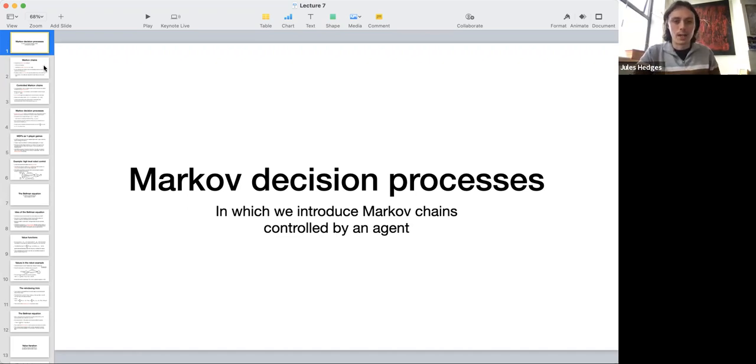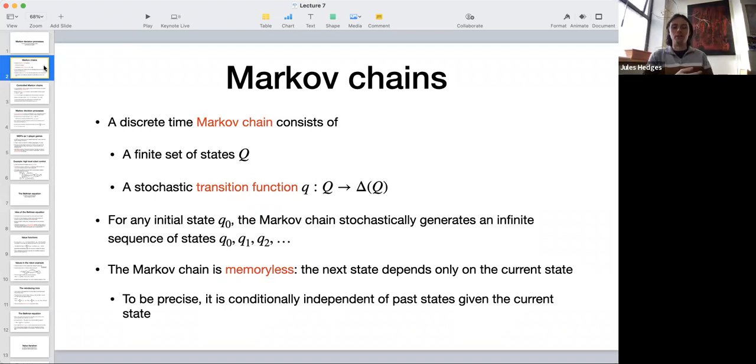Okay, so a Markov decision process is roughly a Markov chain which is controlled by an agent who is trying to optimize something. So let's remind you what a Markov chain is. Specifically, we're doing Markov chains in discrete time. We have a finite set of states, which are called Q, and then also a transition function that says that whatever state we're in, we get a probability distribution over all of the states that we could transition to in the next step. Or equivalently, it's a conditional probability of the next state given the current state.